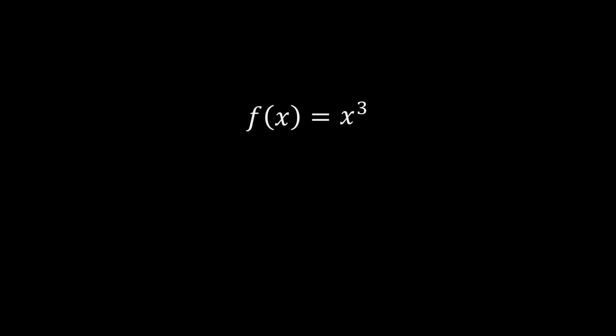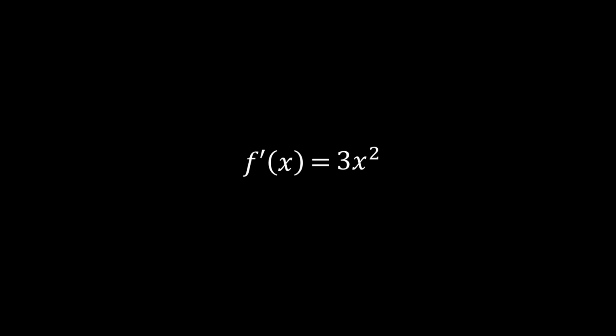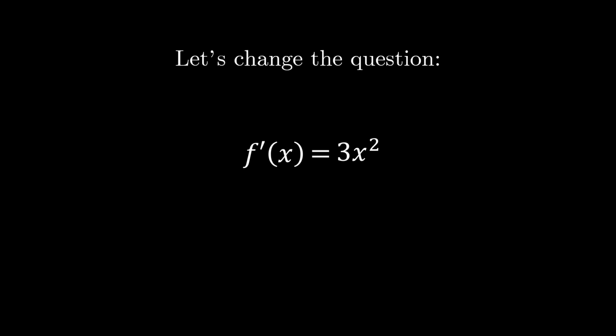Consider this function f of x equals x cubed. Now, if we take its derivative, we know it yields 3x squared via the power rule. But what if we flip the question such that it asks, what function, when derived, yields 3x squared? Well, you might think it's easy to answer, given the original function we started with, x cubed.